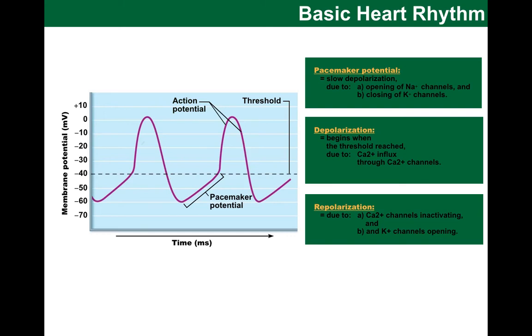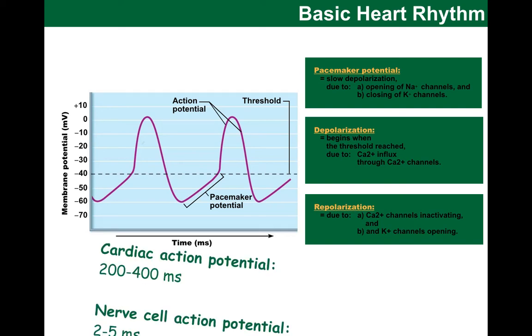So, there you have it, our basic heart rhythm and how the events generate it. Similar to the action potential, but different. And these cardiac pacemaker cells pass impulses across the heart, progressing in approximately 200 to 400 milliseconds. In contrast, the nerve cell's action potential lasted for 2 to 5 milliseconds. So cardiac pacemaker cell potentials are much slower.